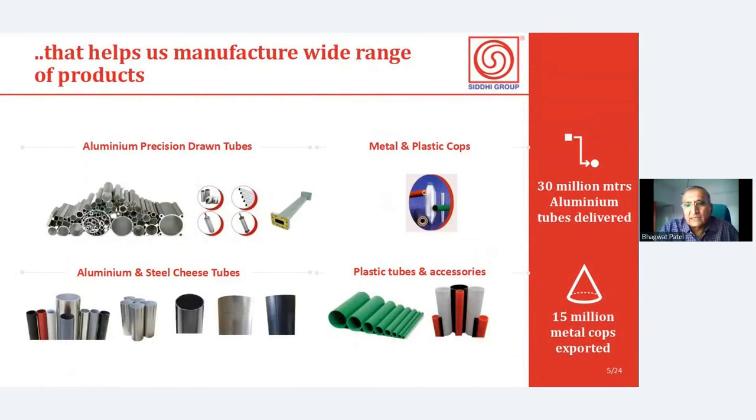Next, for this capability we have discussed, we manufacture aluminium precision drawn tubes, which I explained previously, then metal and plastic cores. Plastic cores means we manufacture sleeves for metal cores, which cover the product. We also supply aluminium and steel cheese tubes, which are used for PP yarn winding, and one more product we deal with is plastic tubes and accessories, which are again used for many different varieties of applications. We have supplied 30 million plus meters of aluminium tubes and 15 million plus metal cores to the market.